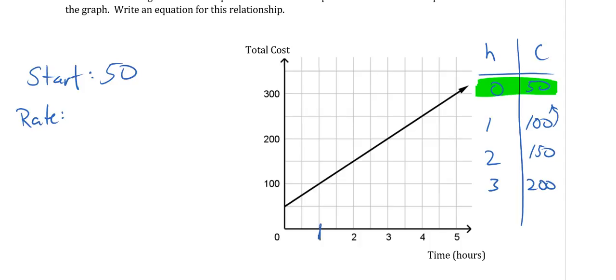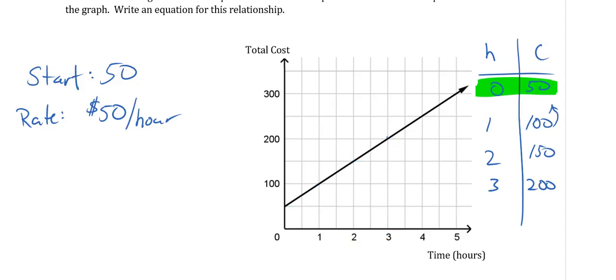So because this is counting 1, 2, 3, 4, you can see that for 1 hour it goes up $50. For 1 hour it goes up $50 like that. Nice. Does that make sense? What's another way that you could do it?